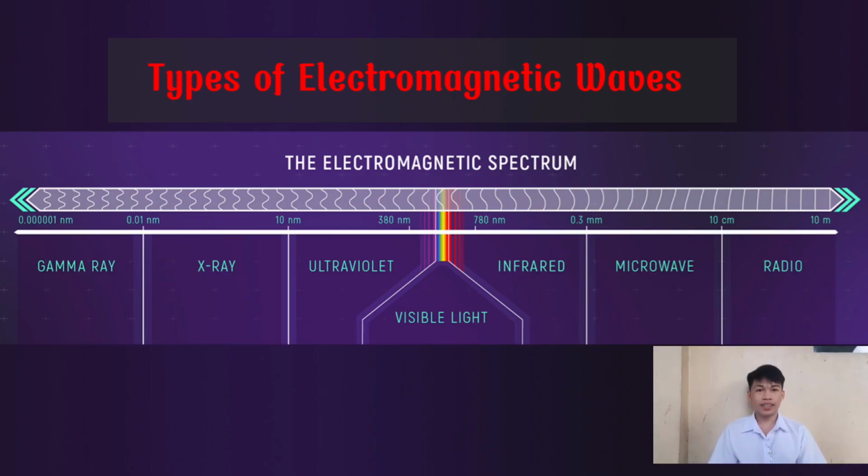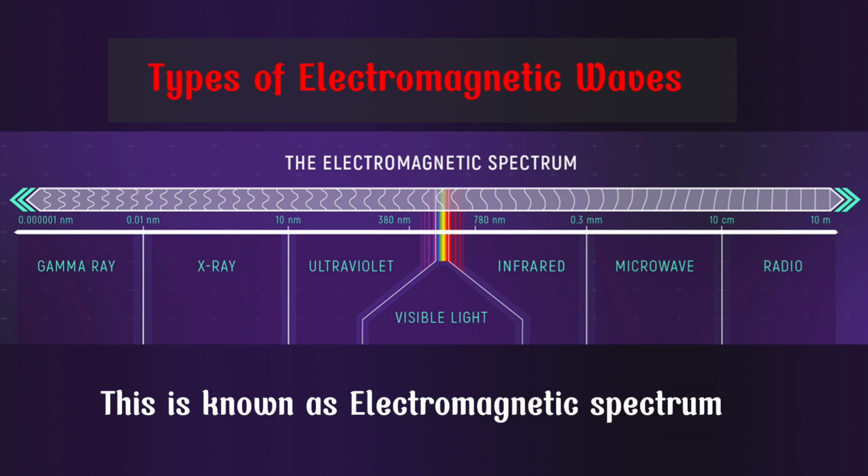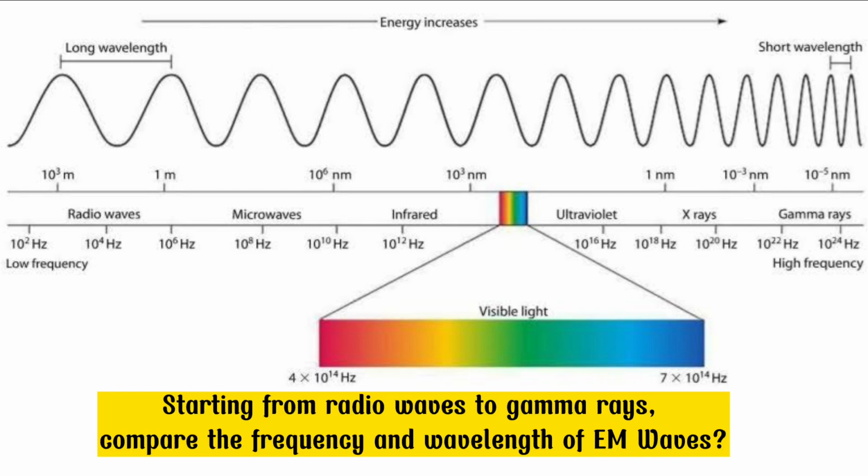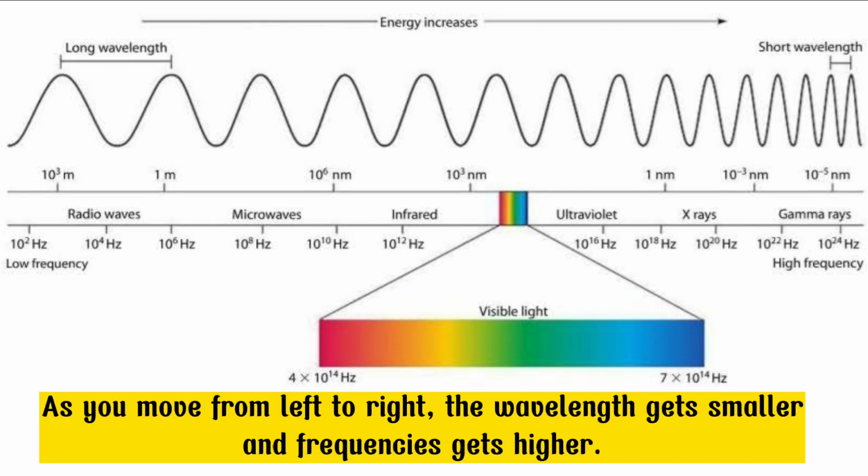There are different types of EM waves. We have radio waves, microwaves, infrared, visible light, ultraviolet, and gamma rays. This is known as the electromagnetic spectrum. Examine the electromagnetic chart, starting from radio waves to gamma rays. Compare the frequency and wavelength of EM waves. As you move from left to right, the wavelength gets smaller, and the frequency gets higher.